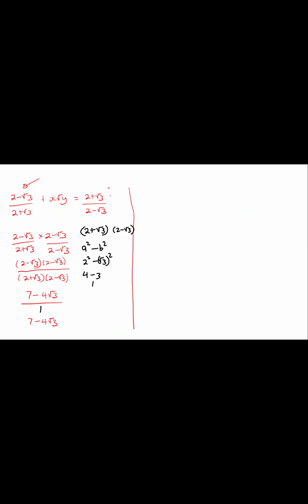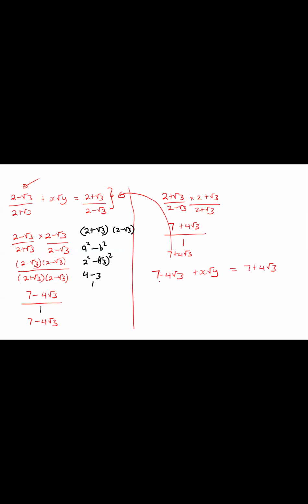Then still even on your right here, you do the same. 2 plus root of 3 out of 2 minus root of 3. So you multiply 2 plus root of 3 out of 2 plus root of 3. Up there, you're going to remain with 7 plus 4 root of 3 divided by 1 after applying. So still you get 7 plus 4 root of 3. Now after you come here and you substitute. So the first one we shall say 7 minus 4 root of 3 plus x into root of y is equal to 7 plus 4 root of 3.